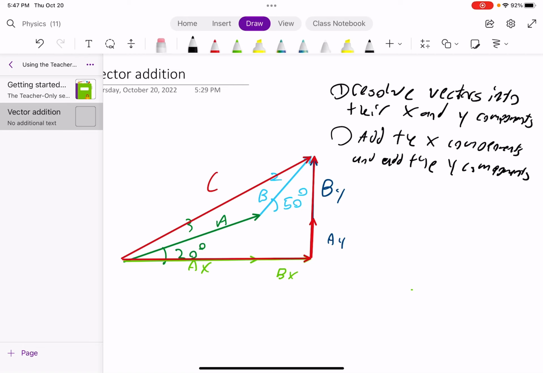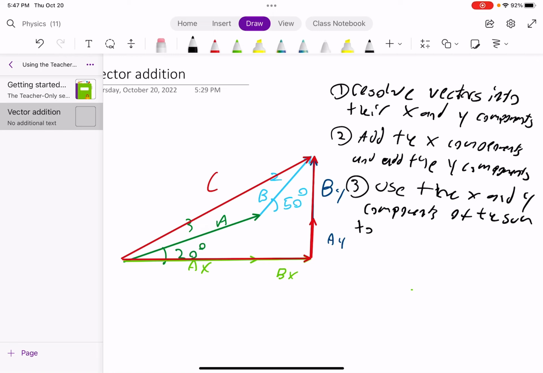And then step 3 is just to use the x and y components of the sum to get the magnitude and direction of the sum, C.